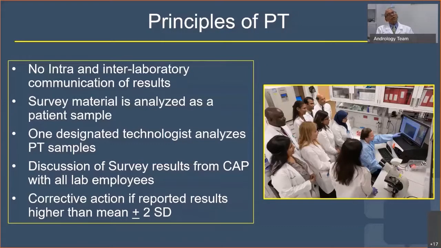All the results from the survey material must fall within the mean on 2 standard deviation. On to your right, to see a picture of our team looking at the semen analysis. Next slide, please.